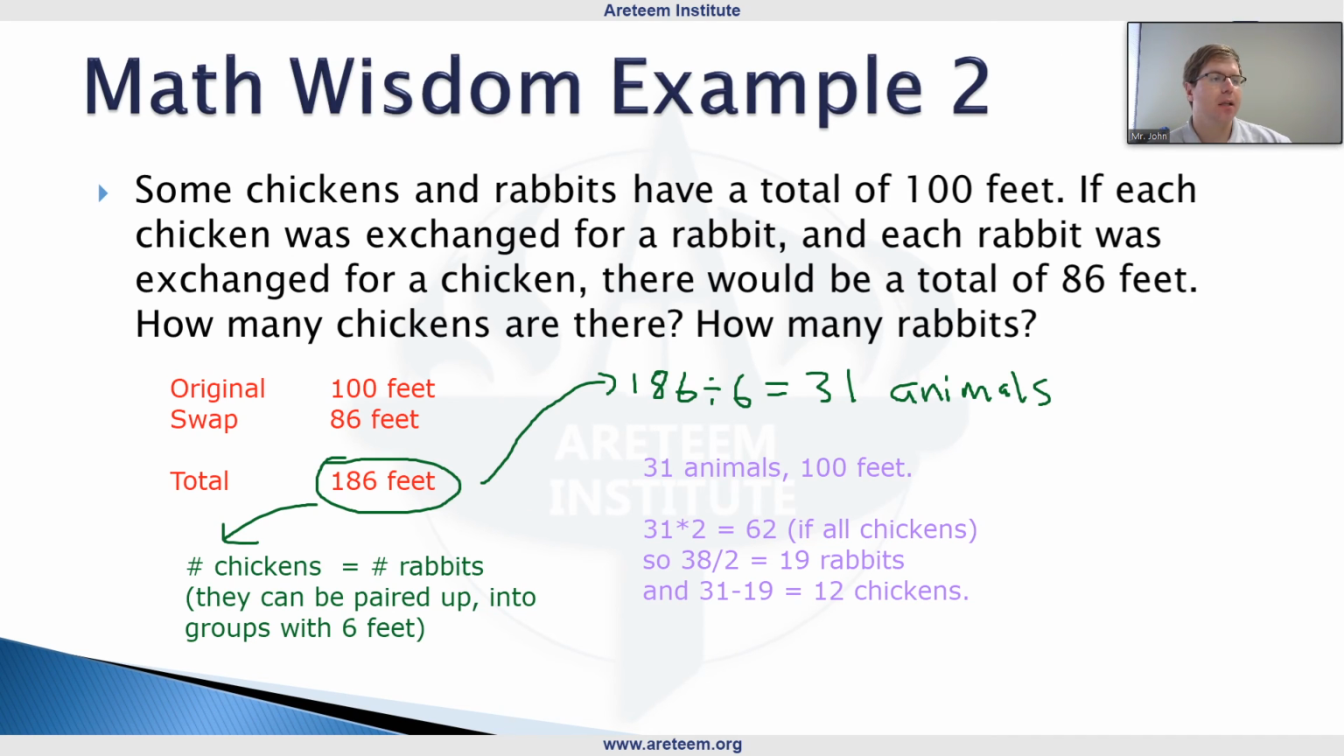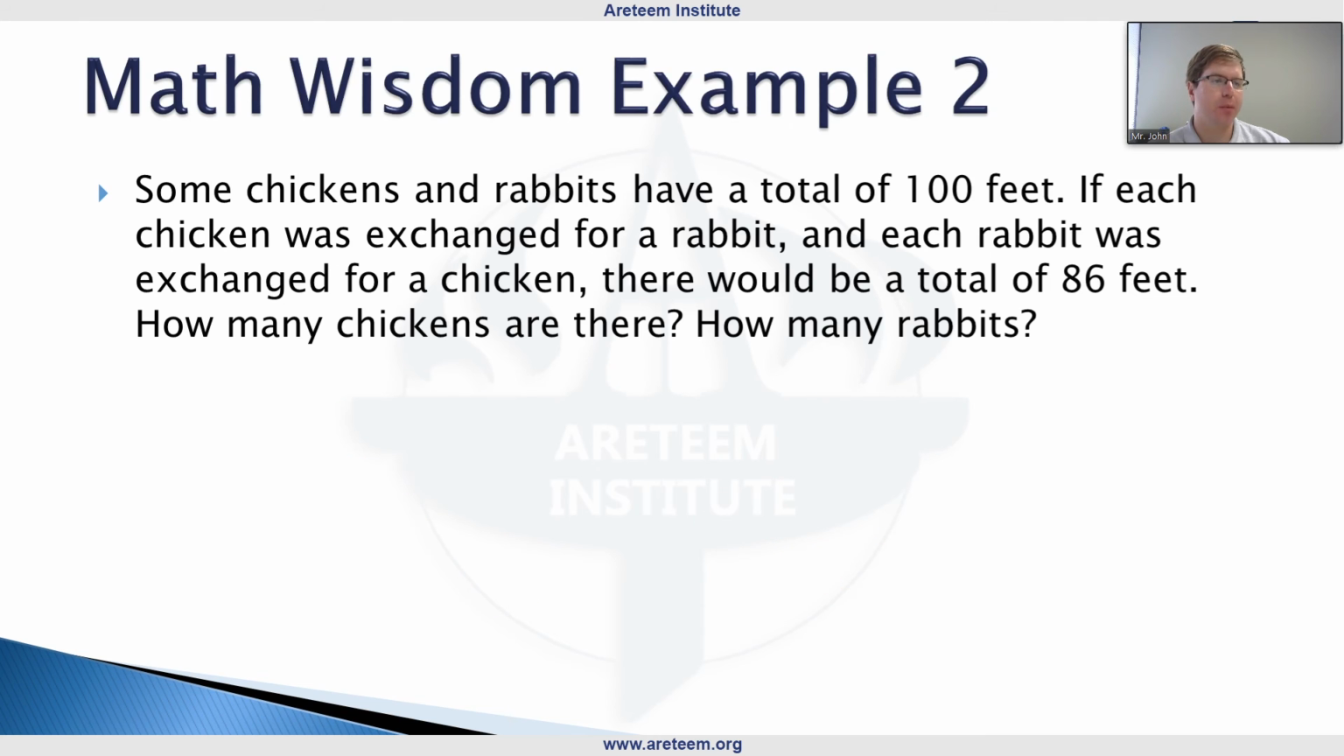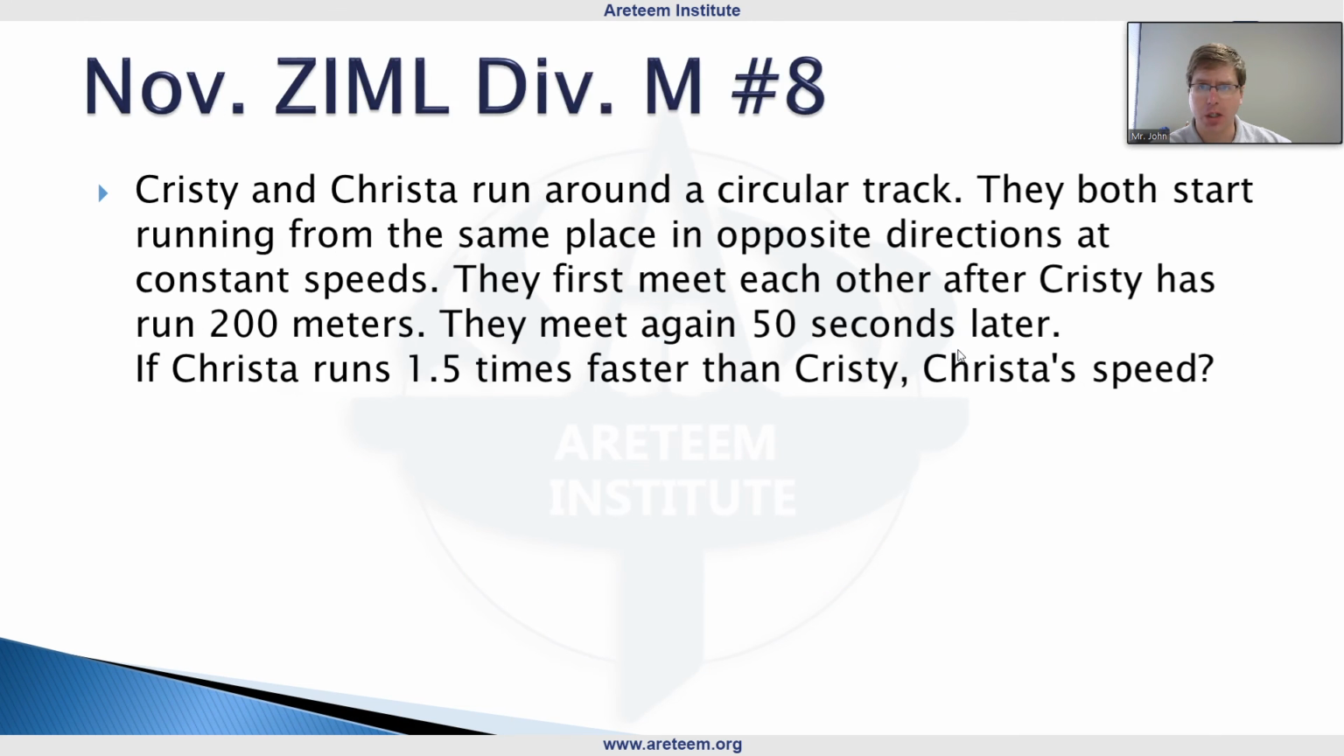Okay. Now, 2 motion problems at least before we go. And the first one is pretty easy to do here. This is just going around a circular track. So Christy and Krista run around a circular track.